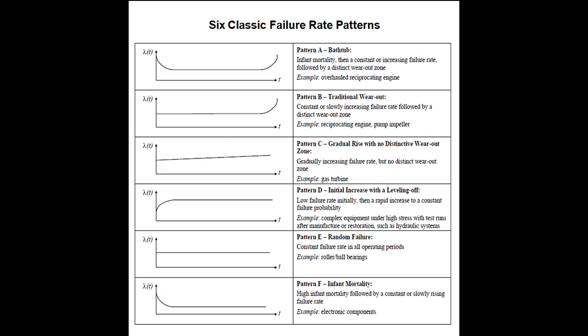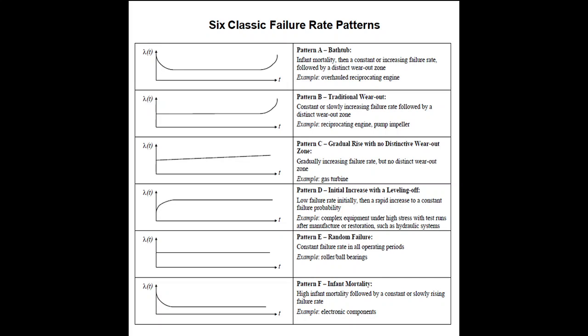There are six failure rate patterns, and an engineer dealing with the failure of machines should be well aware about these patterns. You can see on the screen right now, one is the bathtub, second one is the traditional wear out, third one is the gradual rise. I'll discuss a few of them, and with this second pattern, we'll try to understand pattern B, that is traditional wear out, where you can see a slowly increasing failure rate, followed by a wear out.